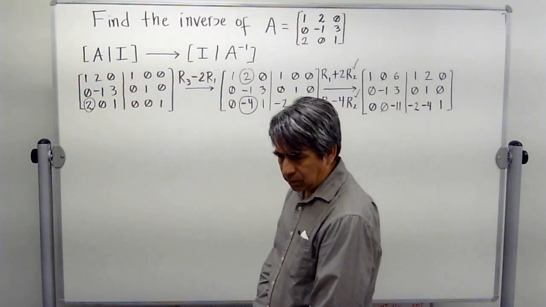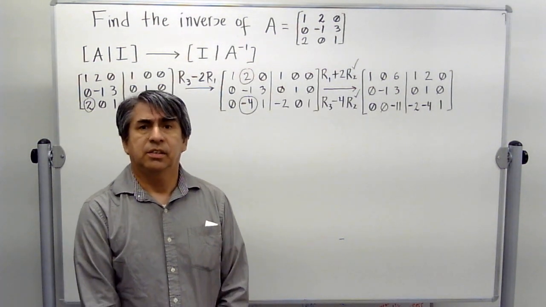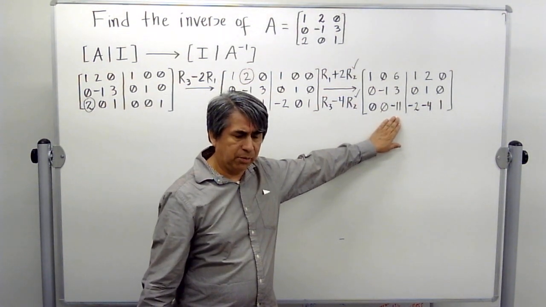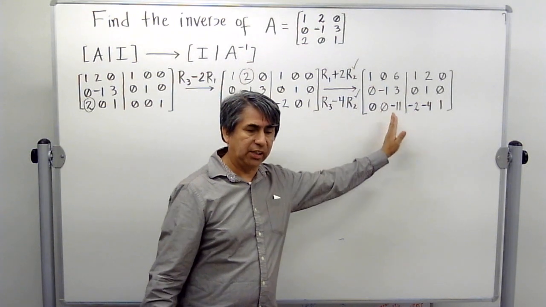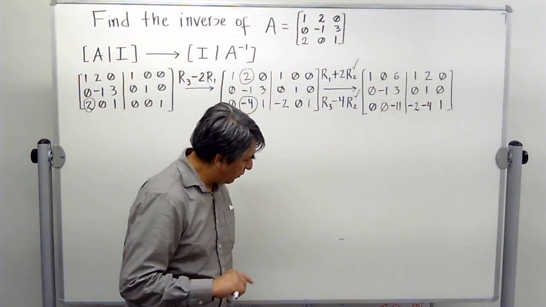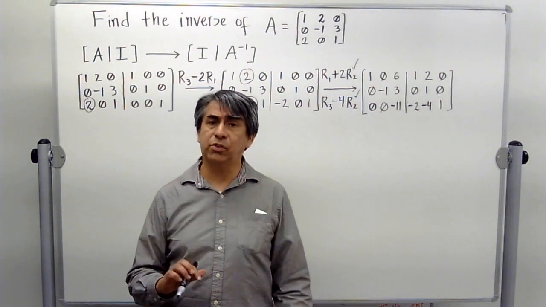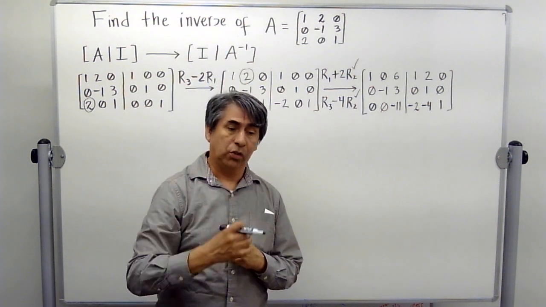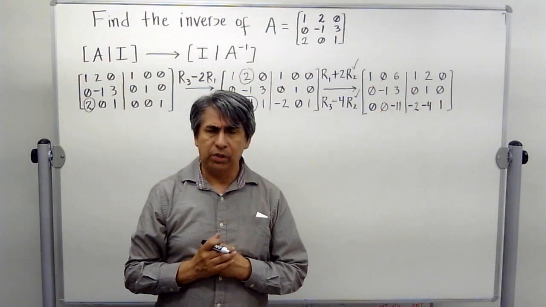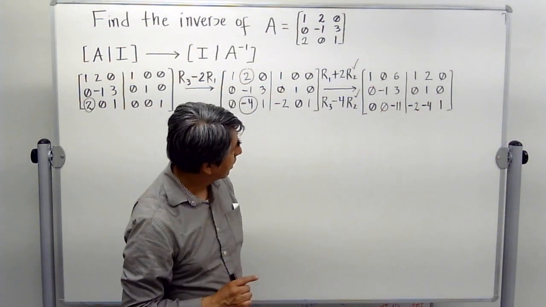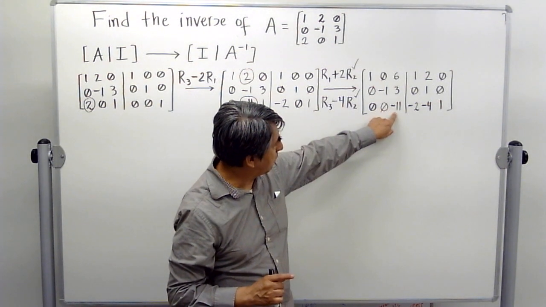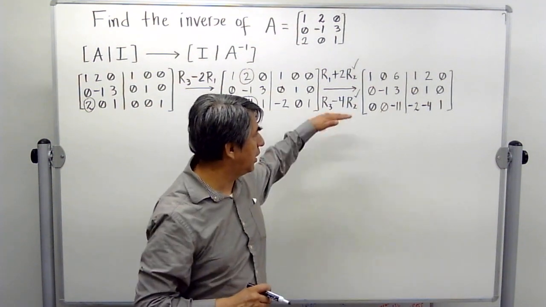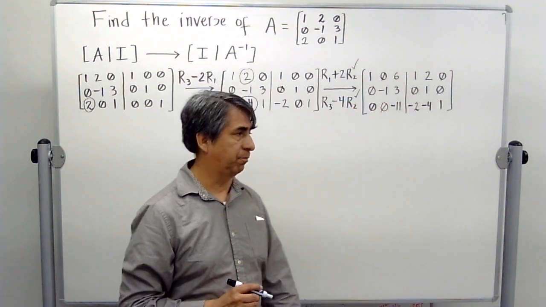Next, I want to go to the 3-3 entry of the resulting augmented matrix to eliminate every other non-zero entry in its column. But before that, recall that in Gaussian elimination, the non-zero constant we use to eliminate other non-zero entries, we usually prefer it to be a 1. Right now we don't have a 1, so let's make it a 1. Let's multiply row 3 by negative 1 over 11.